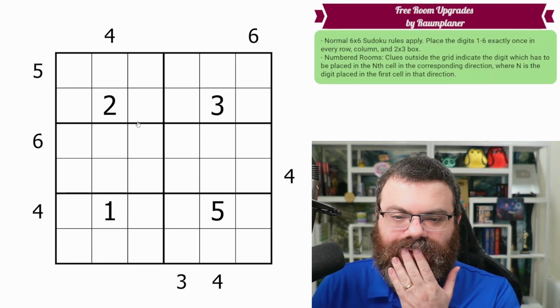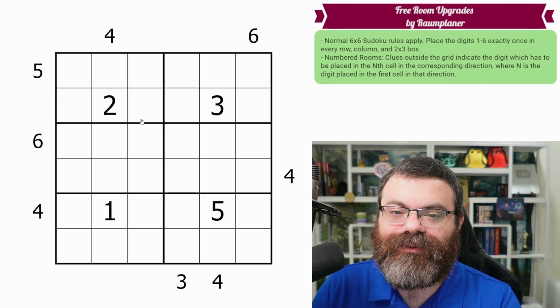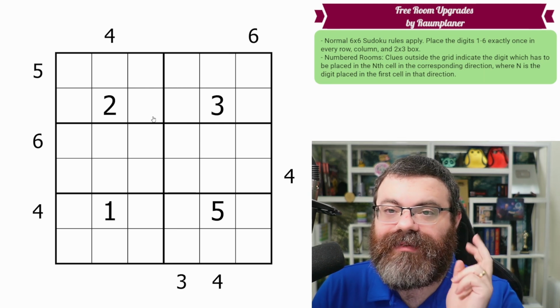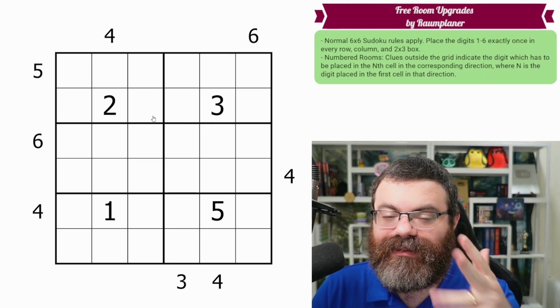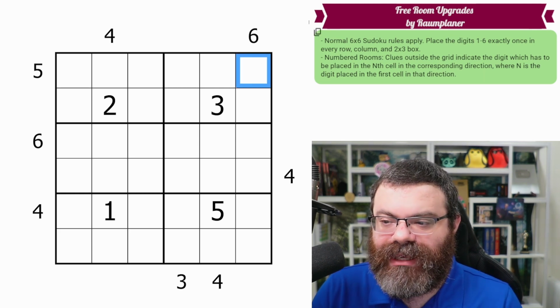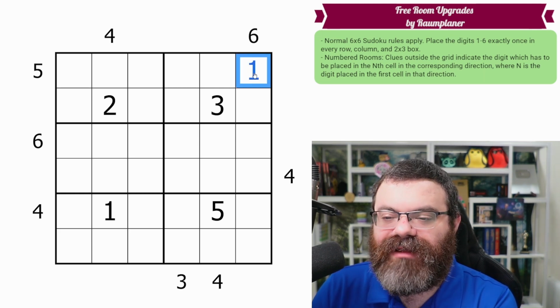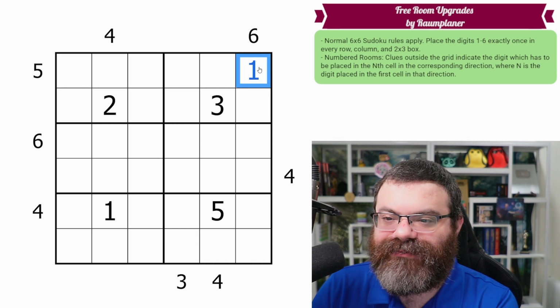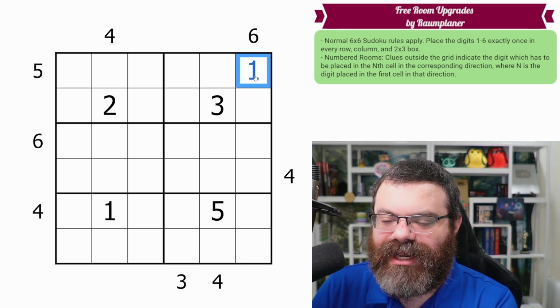Okay, so one thing that I do know about numbered rooms is you need to be careful about ones, and you need to be careful about the digit that is the clue itself. So let's take this 6, for example. If I tried to put a 1 here, that would tell me that in this first cell, I would have a 6. But I already put a 1 there, so that's no good. That contradicts. You can't put both a 1 and 6 there.